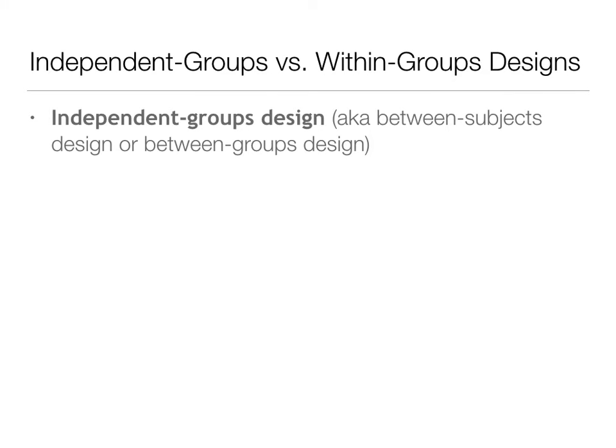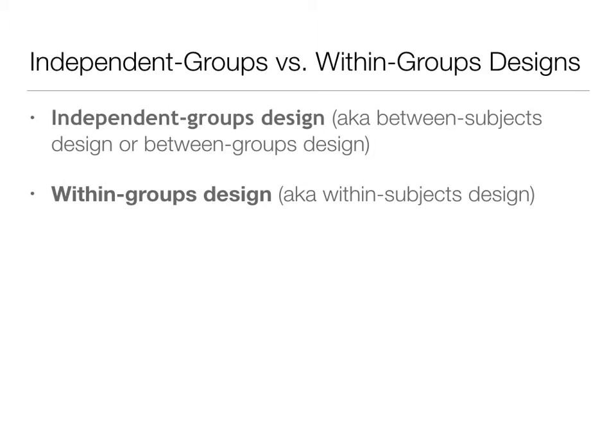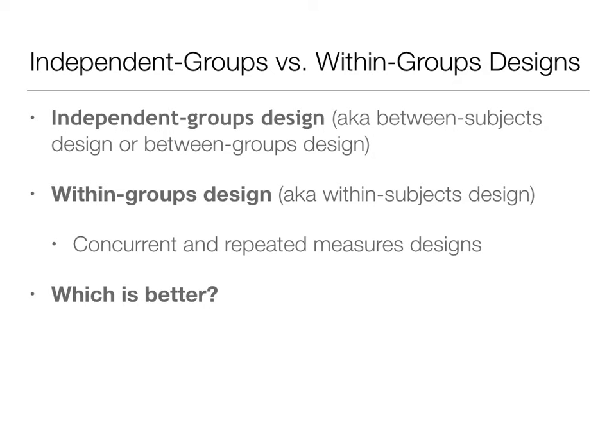So again, independent groups, also known as between subjects or between groups, they're all the same thing and they all mean the same thing, just different textbooks will talk about them in different ways. And since we use a myriad of text sources, we'll use them all synonymously. Same thing with within groups design. They're also within subjects designs. This includes things like concurrent and repeated measures designs, and we'll specifically use repeated measures as interchangeable with within groups or within subjects designs. The question then becomes, which is better?